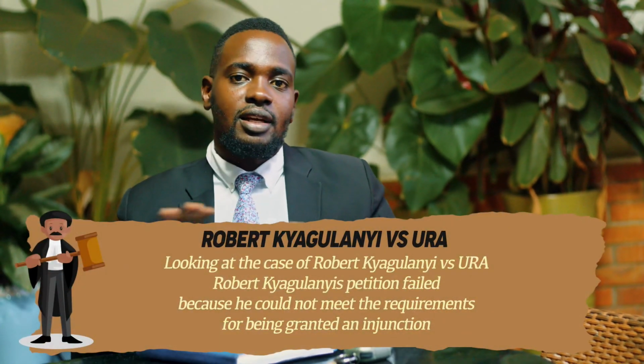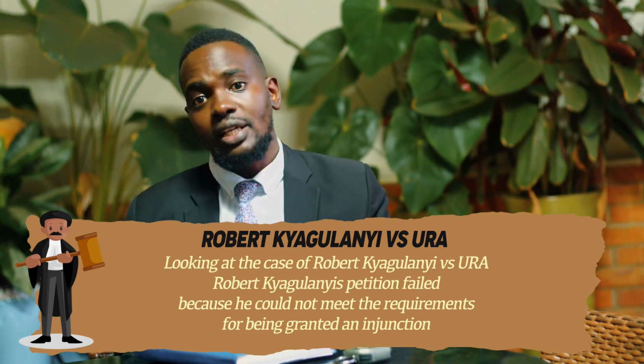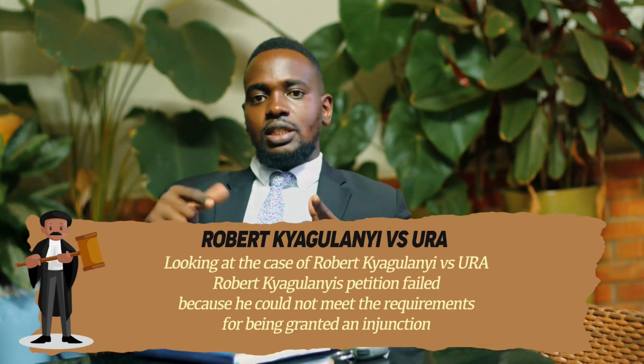And this was seen in a number of cases, but I'm going to give you the first big case, which actually just happened last year, which was Robert Chagulanyi, who is commonly known as Bobby Wine, versus URA. Now, just briefly, the facts of this case are that URA had wanted to impound and take away Mr. Robert Chagulanyi's V8, which he had just bought in the late year of 2020. It came into Uganda in 2021, and yet he had cleared all the taxes and everything concerning his Toyota Land Cruiser V8. So later on, Robert Chagulanyi went to court and asked for an injunction.